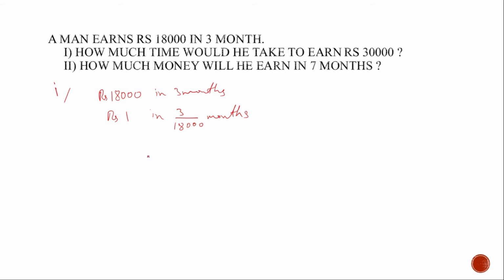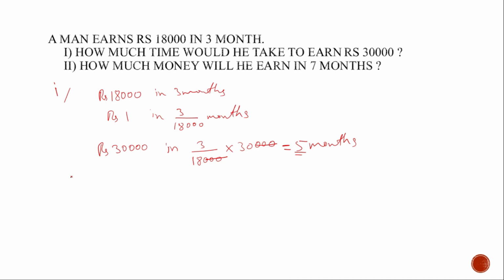And rupees 30,000 he will earn in 3 by 18,000 into 30,000. How much will it be? 5 months. This is number one. The answer for number one will be 5 months.